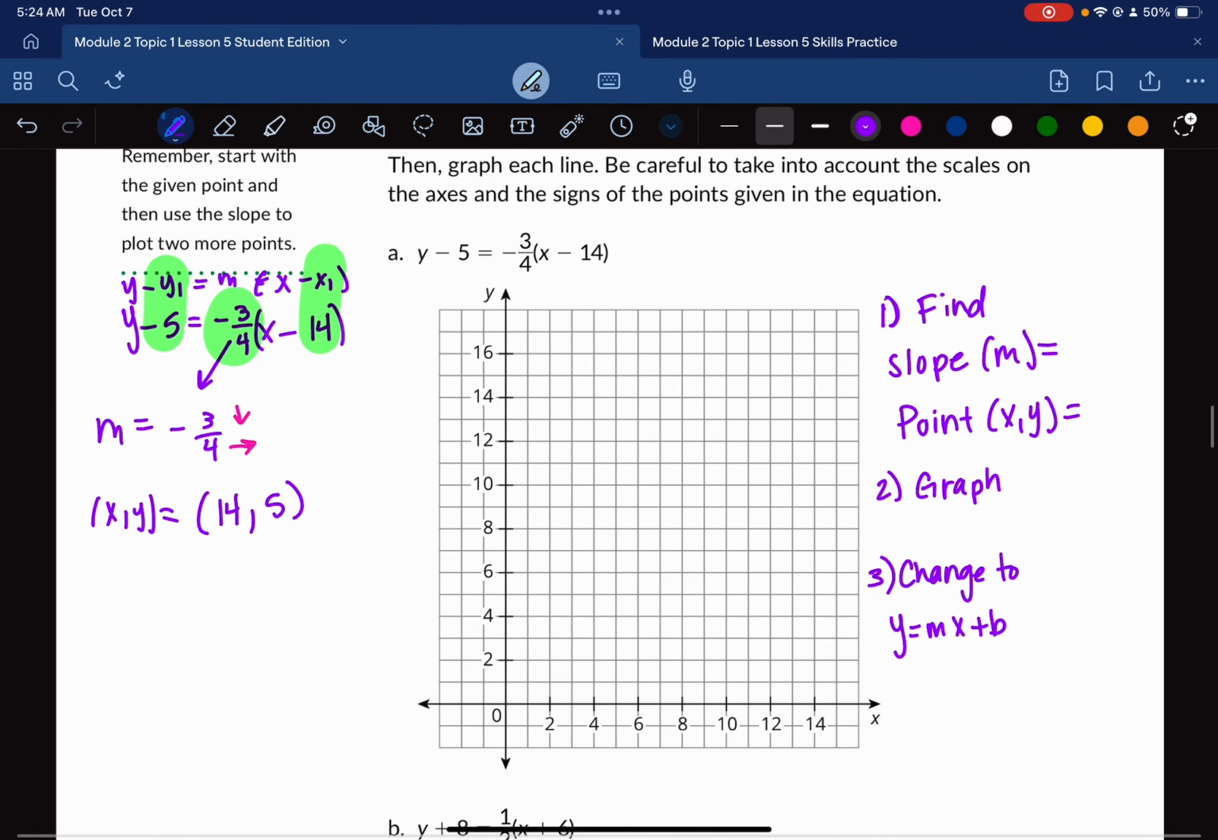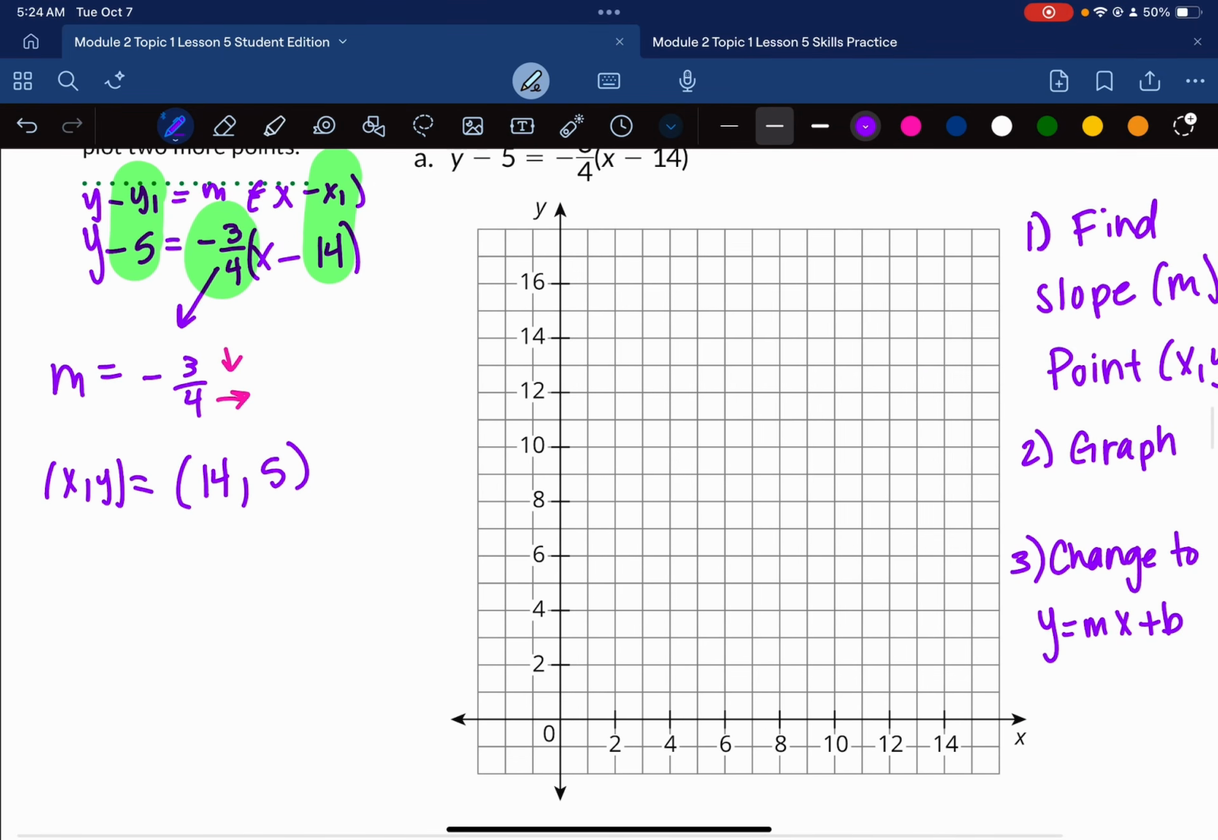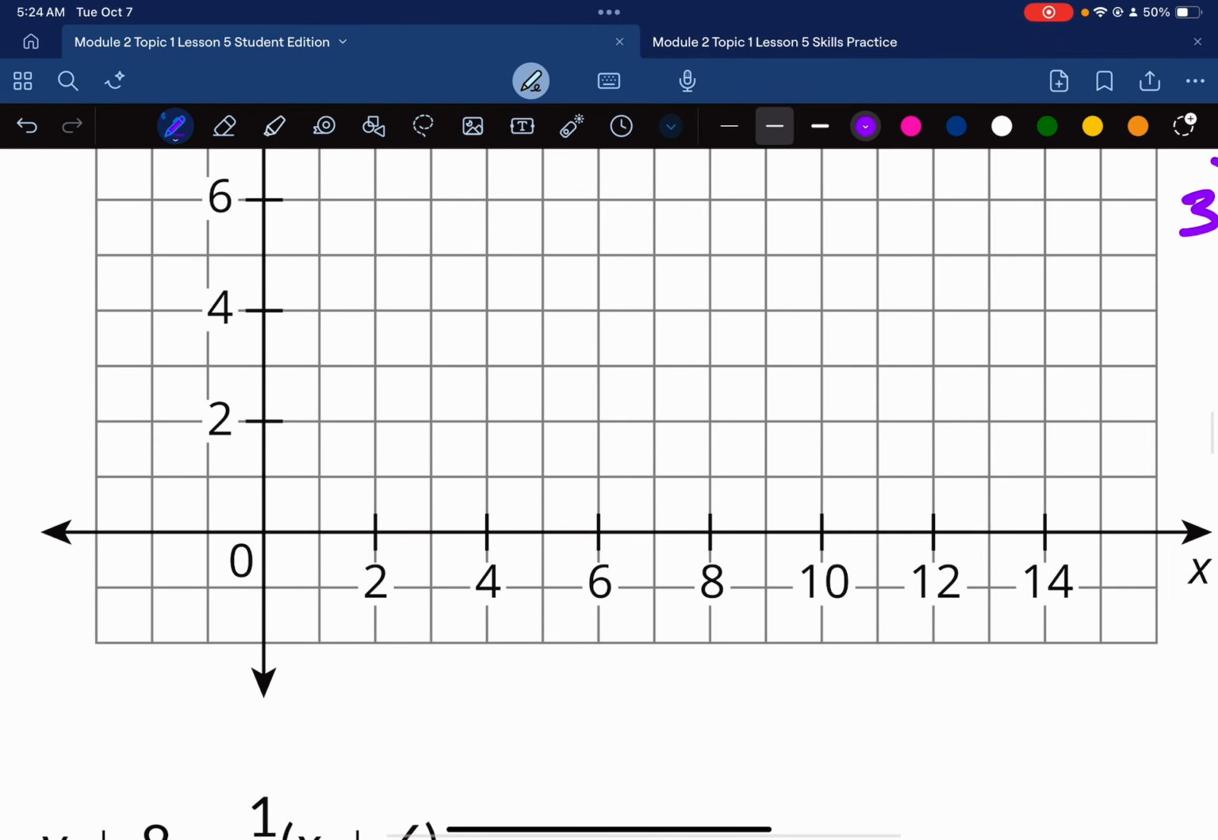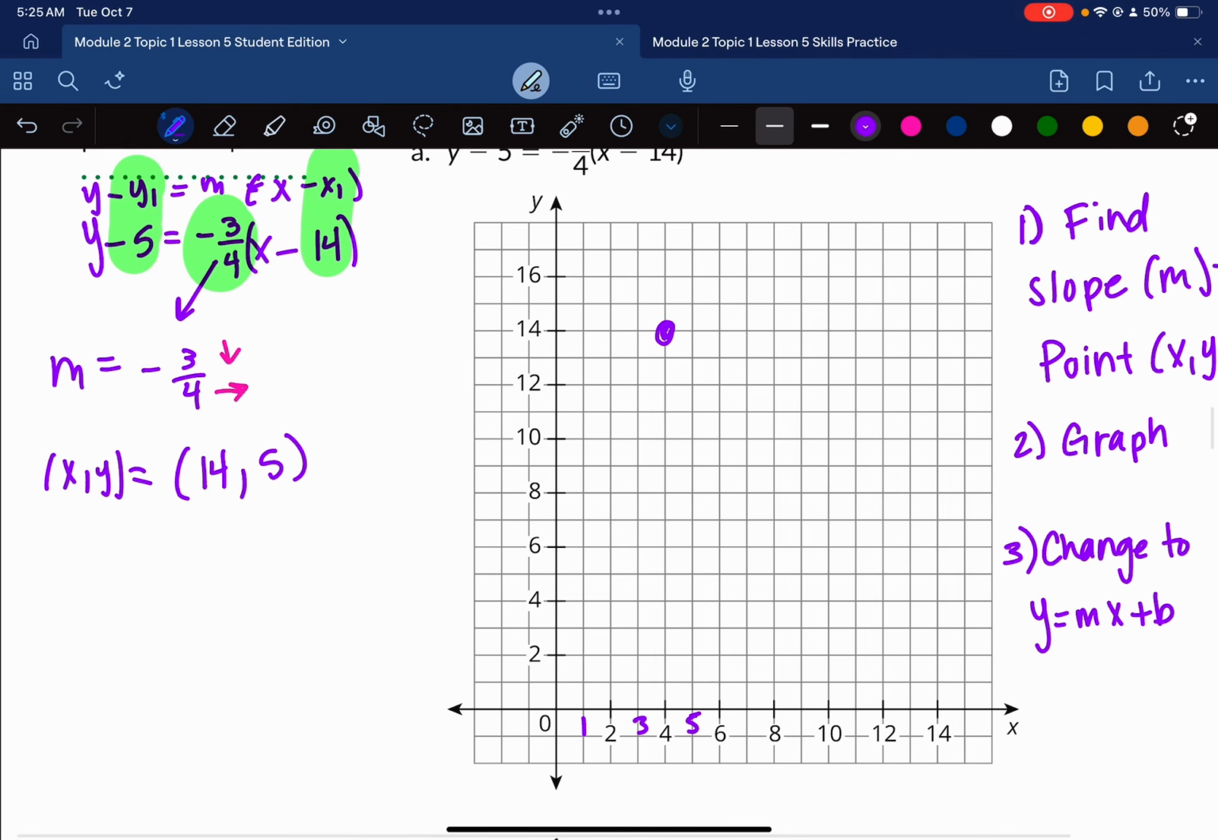So step 1 is plot my point. So what is my point? So 14, 5. 14, and then I'm going to go over to the 5, which is right here. Right? Because if you look at this, this is 1, 2, 3, 4, 5. So that means I'm going to go 5. Oops. Actually, that's really wrong. I'm sure you're like, dude, that's not right. You're actually right. It's not right. All right. So that's 14, 5.